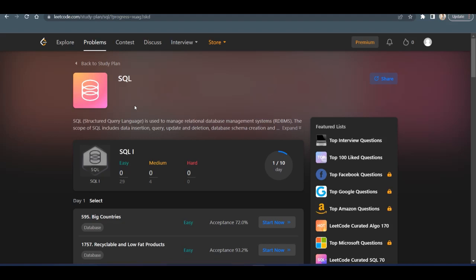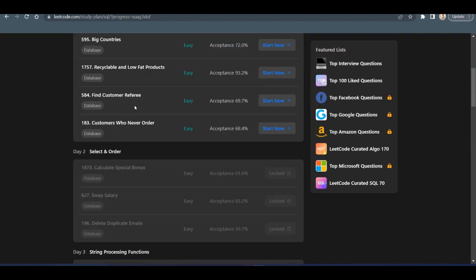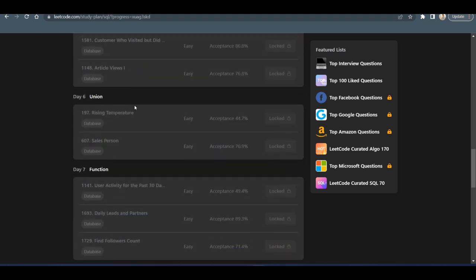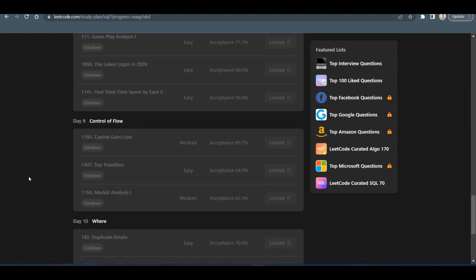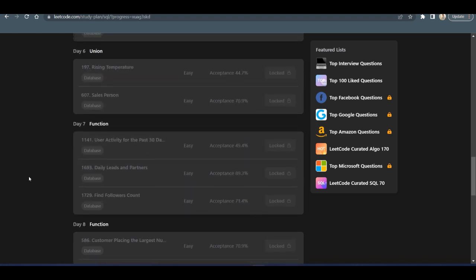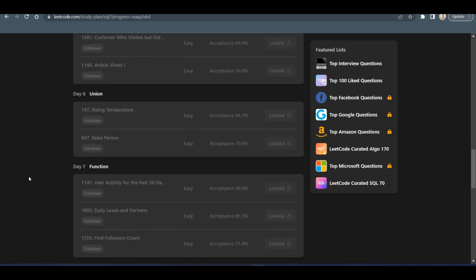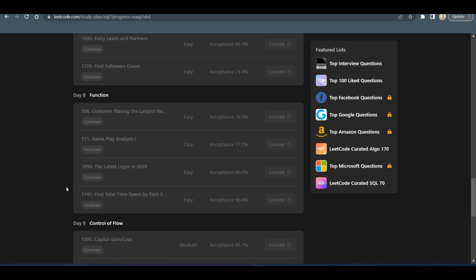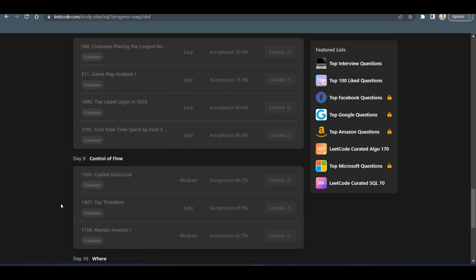As you know, we are solving the SQL challenge questions, which is the challenge of 10 days. And you can see different types of questions are sectioned in the day, like control of flow, function, union, etc. So till now, we have solved the questions up to day 8. Today we are solving questions from day 9 and we are going to solve the first question from the section day 9, which is based on control flow.